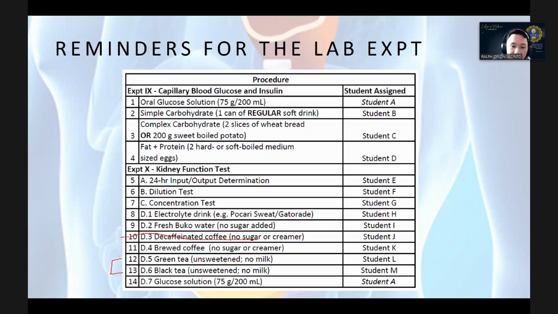And then if you can find, okay lang pala one can, yung 330 ml. Okay? Any questions about this, the assignment? Doc, my group only has 10 members. Okay. Sige.